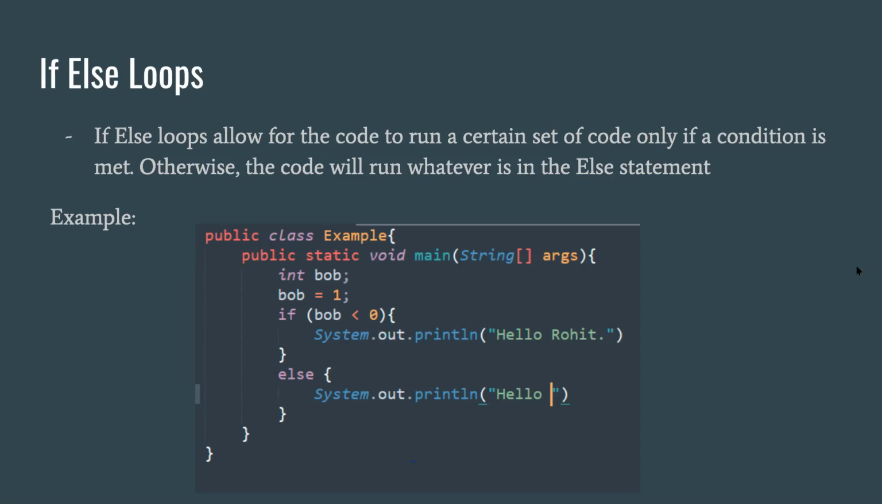It's fine if you don't know. Like we said, if Bob is less than 0, it'll go into this statement. Bob is equal to 1, so it's not going to go into the statement. That's when we have the else. If Bob is less than 0, then it'll print hello Rohit. Bob is 1. Is 1 less than 0? No. So since Bob is not less than 0, it'll go to the else statement, else System.out.println hello. Now Charvi, can you tell me what's going to get printed when we run this code?